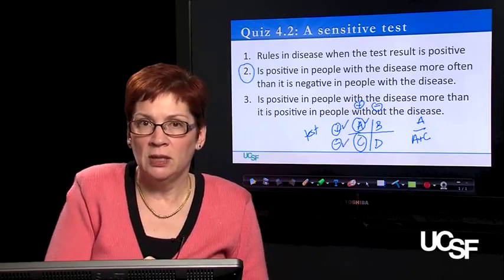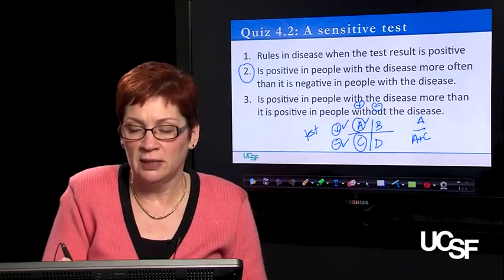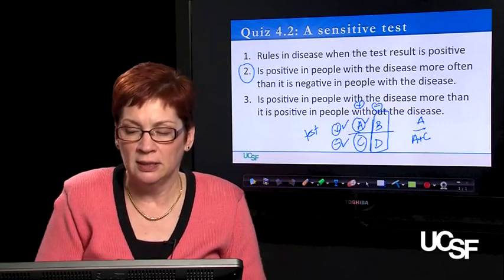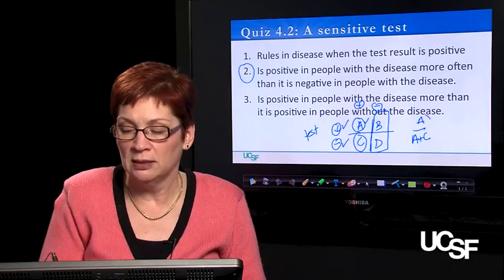For 3 to be true, we'd have to be talking about a different statistic, because sensitivity doesn't at all reflect performance of the test in people without the disease. That would be this column over here, and notice there's no B's or D's in this formula.